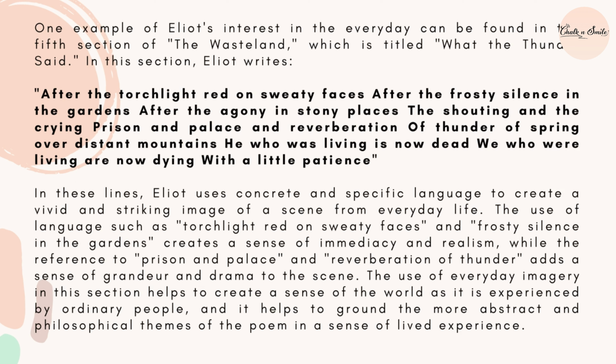In these lines, Eliot uses concrete and specific language to create the image of everyday life. The use of language such as torchlight red on sweaty faces and frosty silence in the gardens creates a sense of immediacy and realism, while the reference to prison and palace, reverberation of thunder, adds a sense of grandeur to the drama of the scene. The use of everyday imagery in this section helps to create a sense of the world as it is experienced by ordinary people, and it helps to ground the more abstract and philosophical themes of the poem in a sense of lived experience.